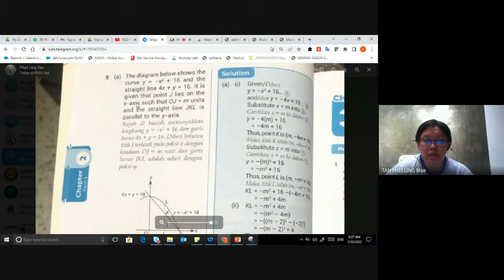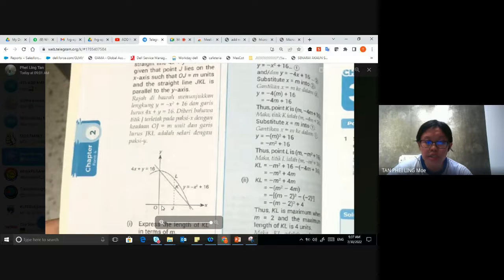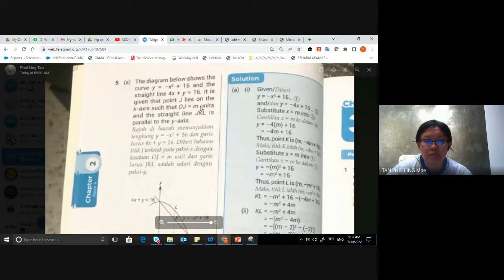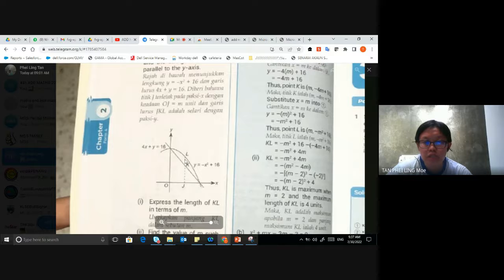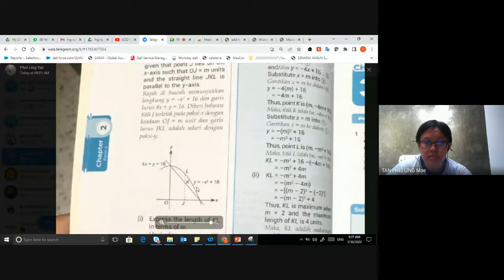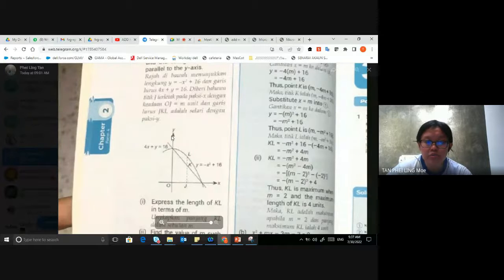And then you have OJ equals to m units. So OJ is m units. And then the straight line JKL is parallel to the y-axis. Straight line JKL is parallel to the y-axis. So which means these two are parallel.